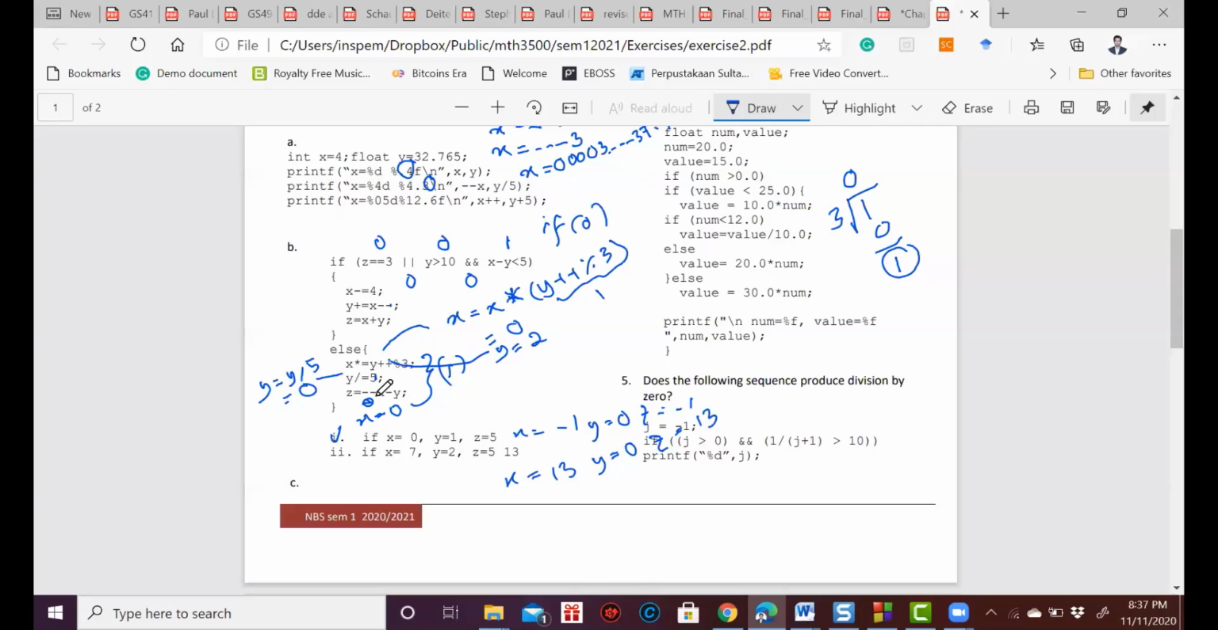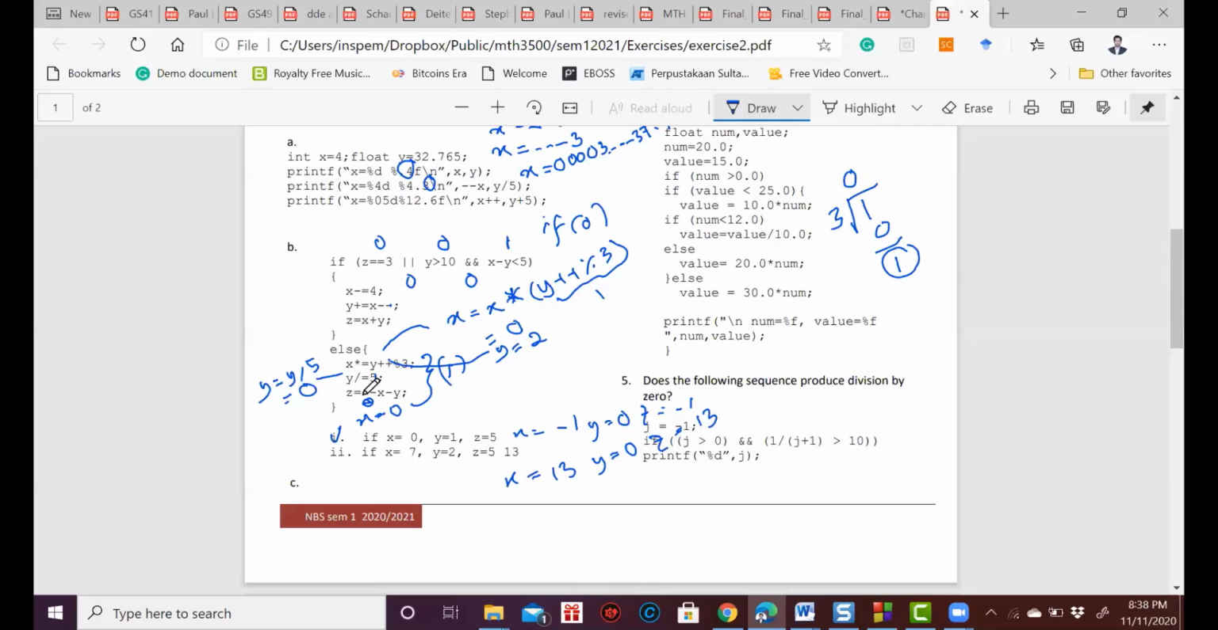Okay? No, it's x equals minus 1, because the previous one is x equal to 0. So minus 1. Where is x equal to 0? From the first statement, x equal to 0. Okay, x equal to 0.